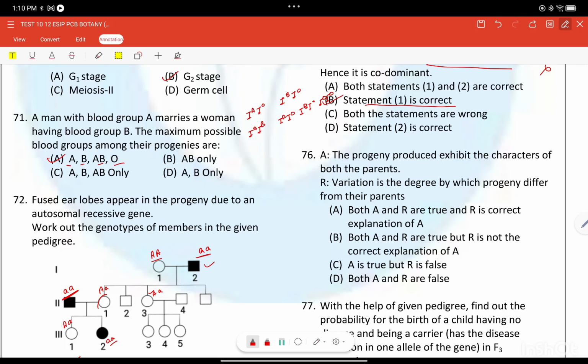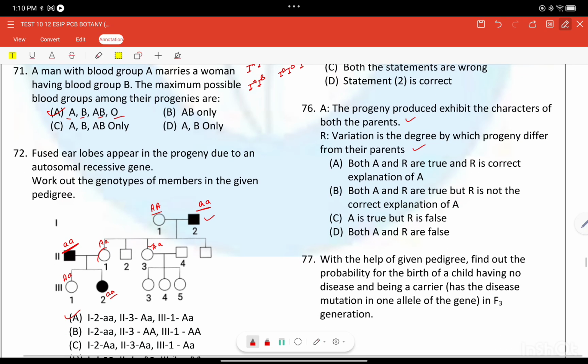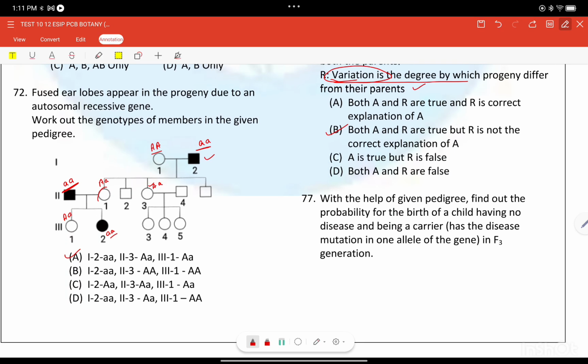The progeny produced exhibit the characters of both the parents. That is correct. Variation is the degree by which progeny differ from the parent. That is also correct. But it is not the correct explanation. Answer is B. Any progeny from any parent generation exhibits the characters of both the parents because it is formed by sexual reproduction, or fusion of gametes. So it contains genes from both the parents. Variation is the degree by which progeny differ from parents. That variation is because of recombination. So that is not the correct explanation. So the answer is assertion is true, reason is true, but reason is not the correct explanation.